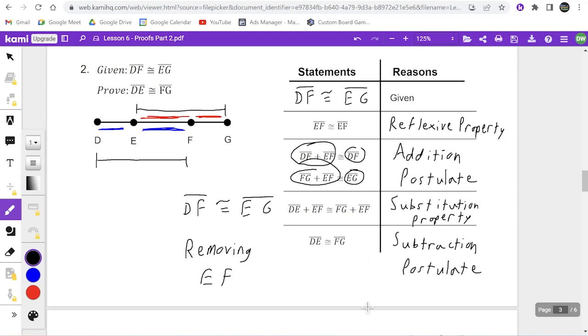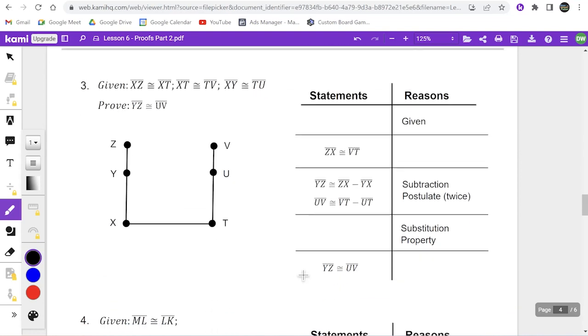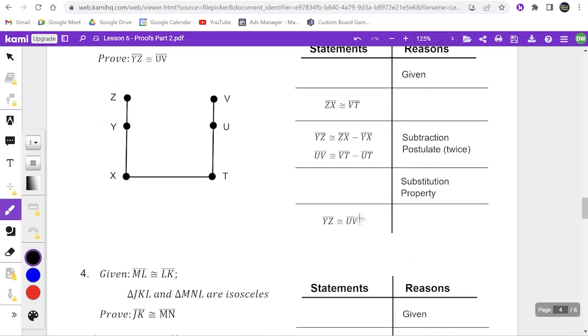Okay, now we're going to go to the next one. I'll admit the next one I kind of mess up a little bit. I'll just tell you this is supposed to go there. In other words, I've already given you the last statement. YZ is congruent to UV. And just cross out that last line. You don't need it, actually.